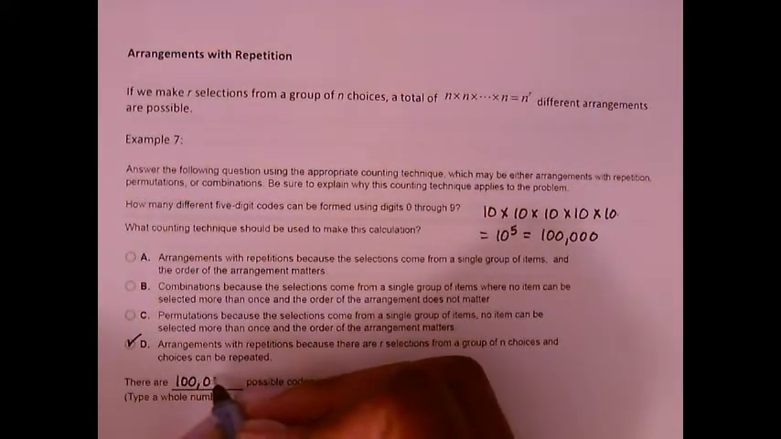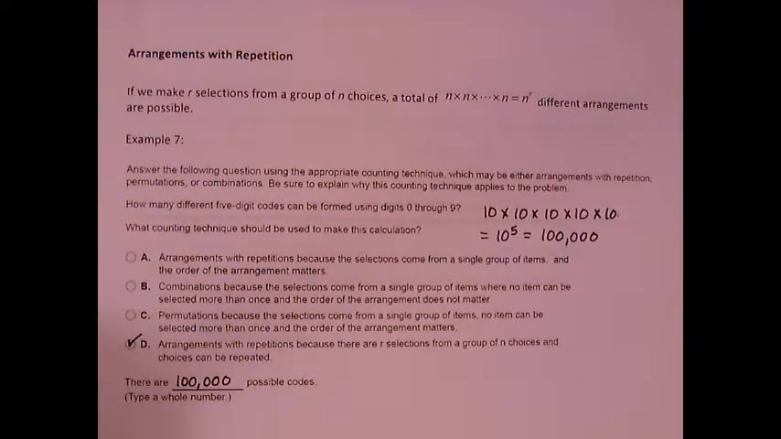So I can just go ahead and fill this out. There are 100,000 possible 5-digit codes.